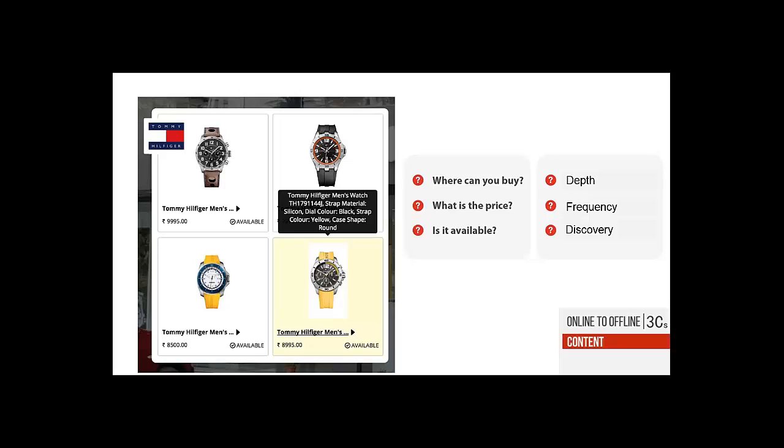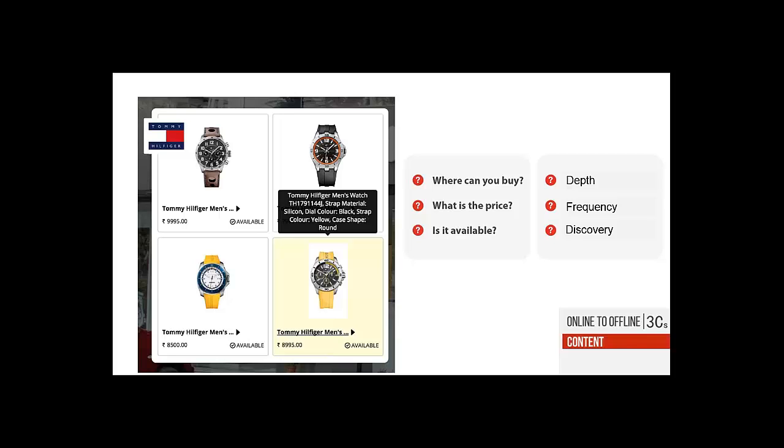Without going to an actual store, you can browse through the entire catalog. You can see the prices. You can check on the availability, and this for every individual store across the country. So this addresses the three key questions which I believe must be answered. One is, where can I buy a product or service? Two, what is the price? And third, is it available?